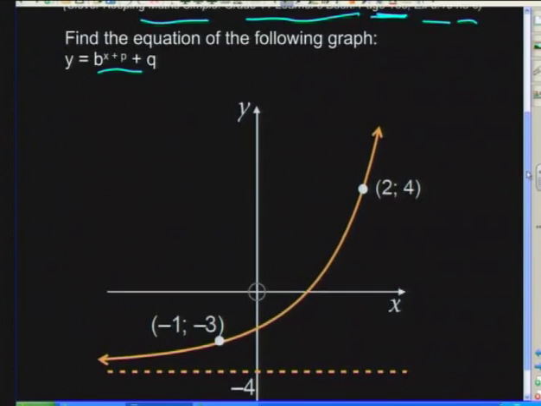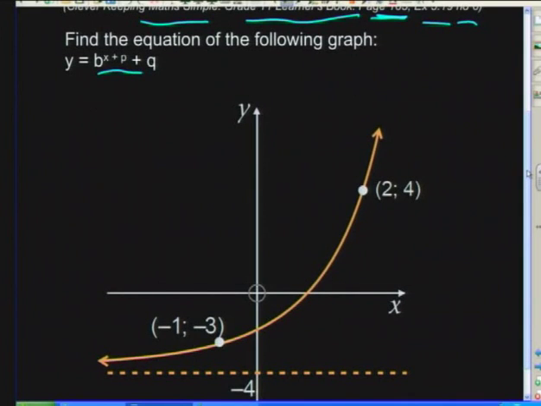All right, we are asked to find the equation of the graph y is equal to b to the power x plus p, plus q. Hopefully you can all see that the value of a is 1. Okay, there's just a 1 here in front of the b. There's no need to find the value for a because it is given. Okay, so we can forget about the a value.